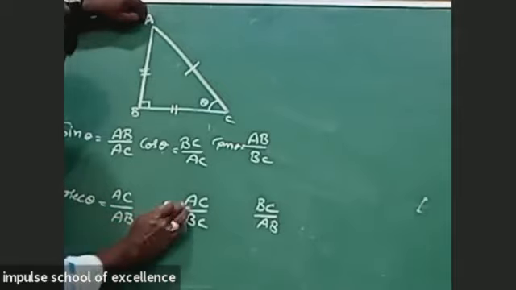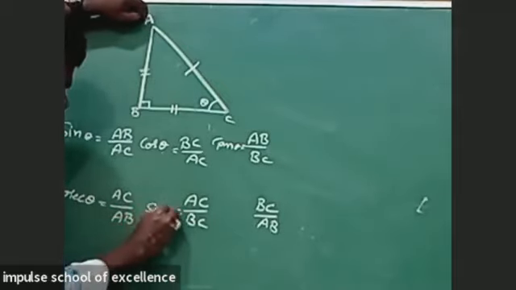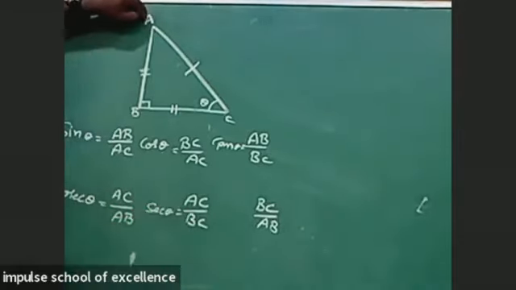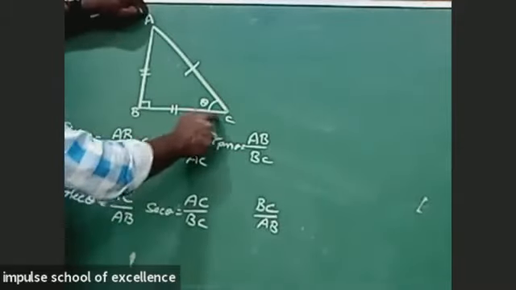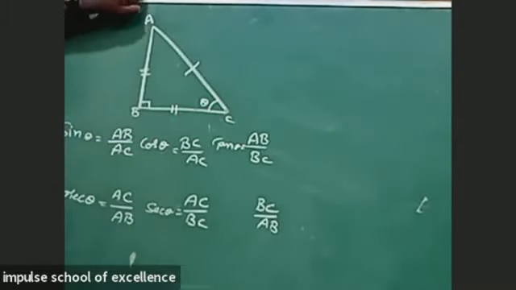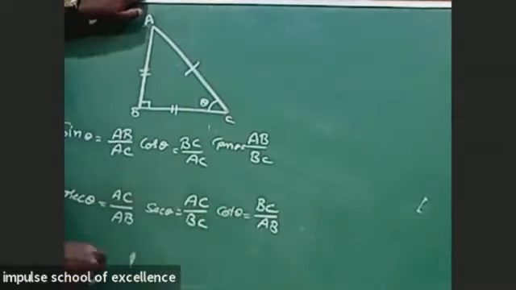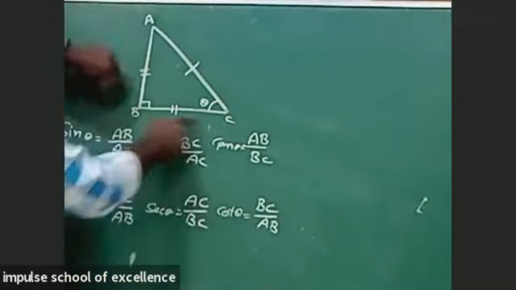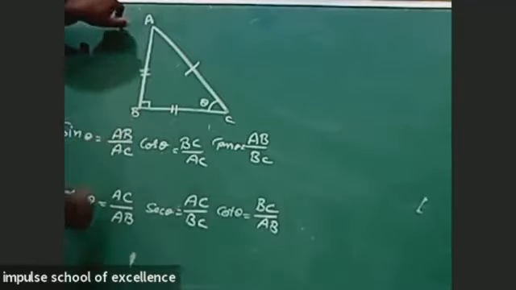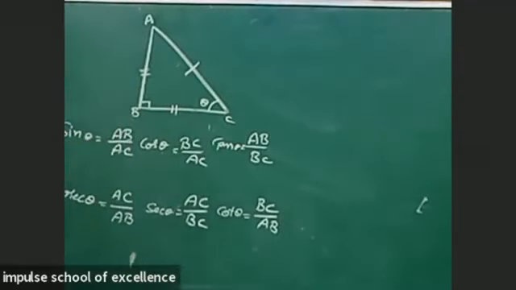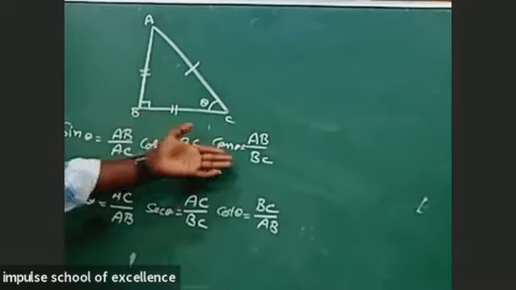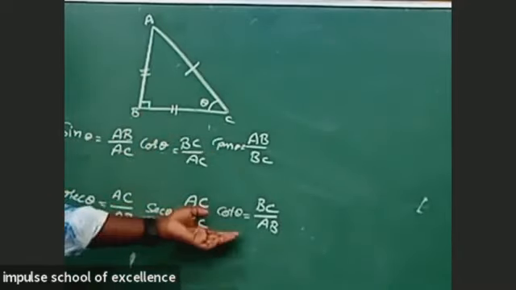As well as for this, we can give secant theta. What is secant theta? Secant theta is nothing but the hypotenuse by the adjacent side. As well as we can write cot theta. So what is cot theta? Cot theta is nothing but the adjacent side by the opposite side of theta. So whatever we discussed here, we discussed 6 different ratios: sin theta, cos theta, tan theta, cosecant theta, secant theta, and cot theta.